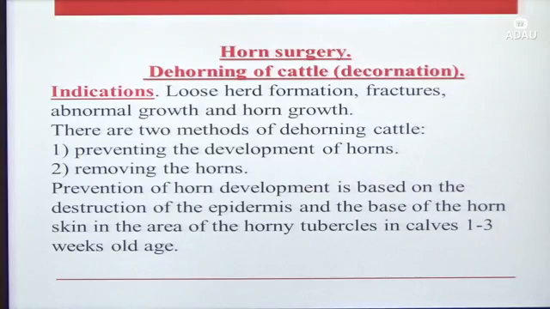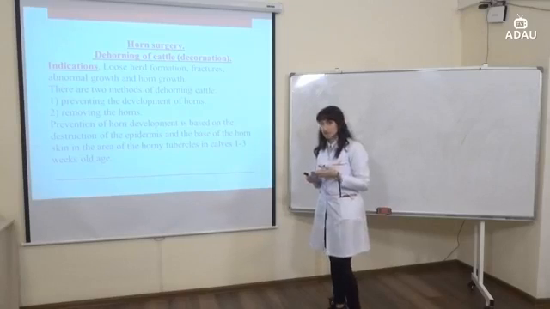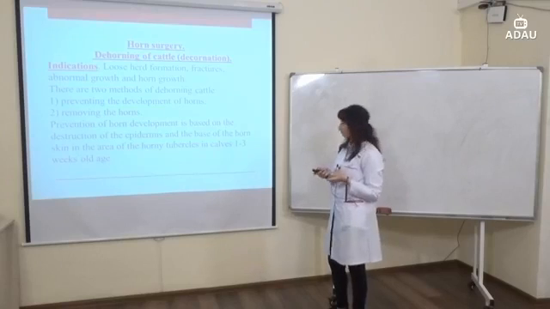Prevention of horn development is based on the destruction of the epidermis and the base of the horn skin area, and in calves we use it at 1 to 3 weeks. It is not very quick, because we should wait until the cattle are 1 to 3 weeks old, and after that we should use this operation. We use it for removing the horns, and we can use this method for preventing the development of the horns.